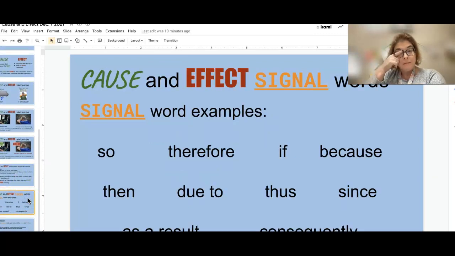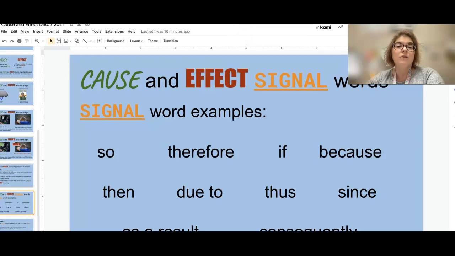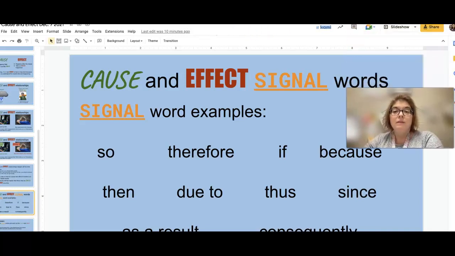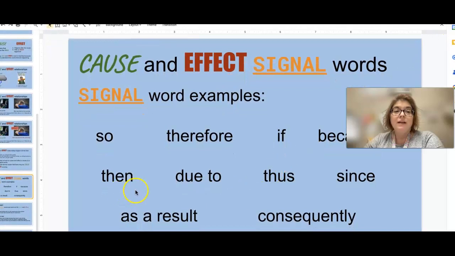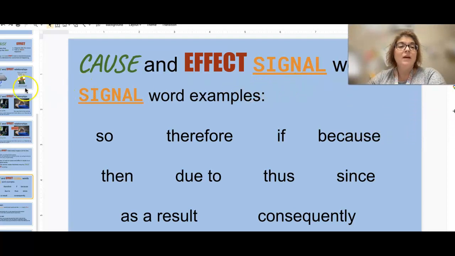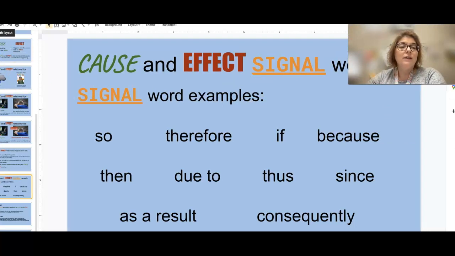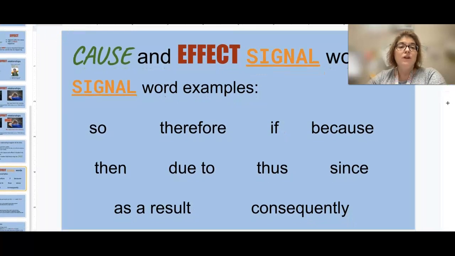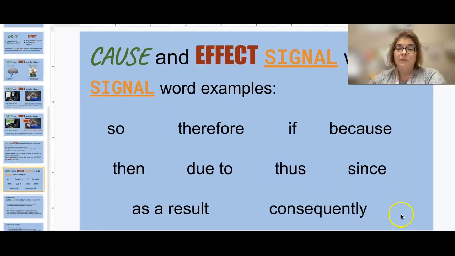All right. So here are cause and effect signal words. The cause and effect signal words are so, therefore, if, because, then, due to, thus, since, as a result, and consequently. Okay? Those are all signal words that you can use to figure out cause and effect.